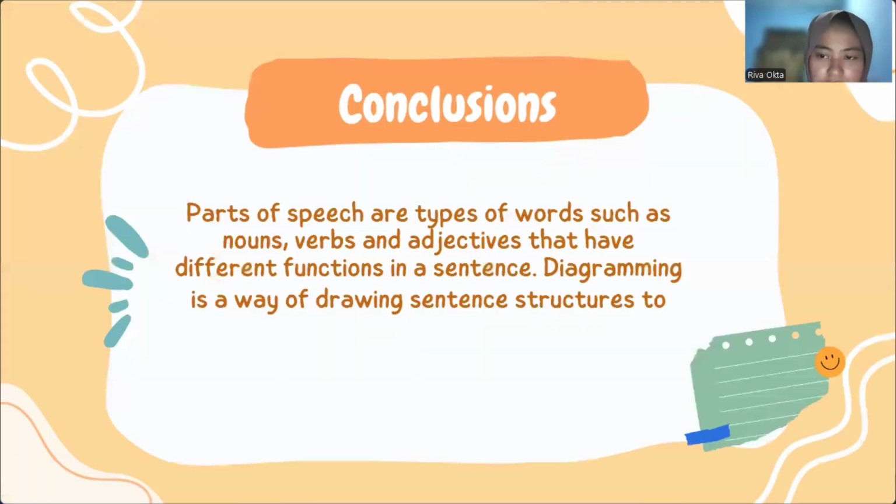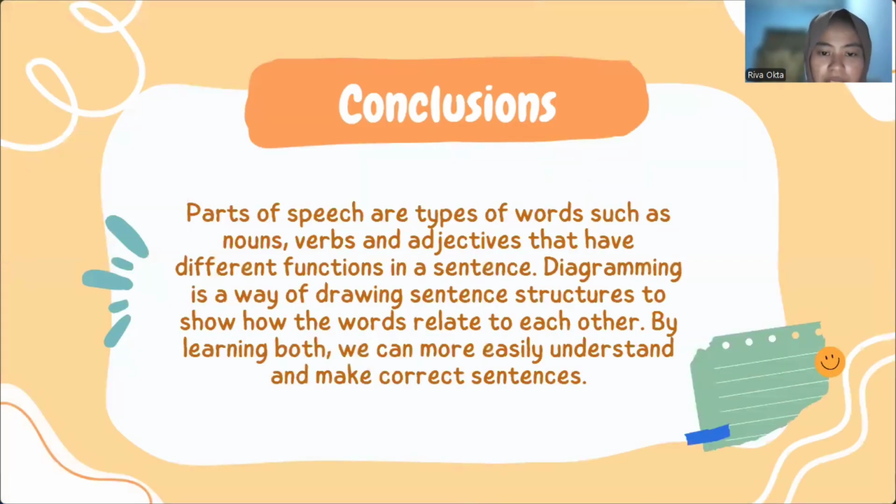And the last is the conclusion. Parts of speech are types of words such as noun, verb, and adjective that have different functions in a sentence. Diagramming is a way of drawing sentence structure to show how the words relate to each other. By learning both, we can more easily understand and make correct sentences.